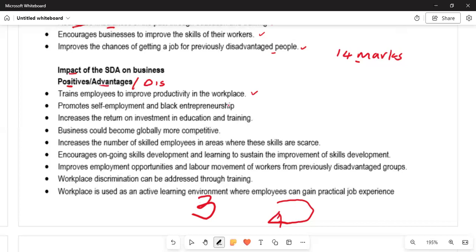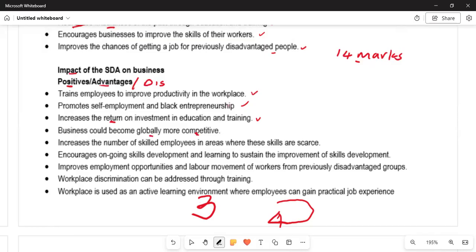And training. So what is the return on investment that we are talking about? We have talked about the learnerships that are going to be provided by the sector that we have talked about. So the return on investment is whereby we are talking about the outcome. The outcome that you're talking about is the competent employees that you're going to find. So this is why we are saying it increases the return on investment in education and training. Business could become globally more competitive. So whenever people have skills that are very necessary, it means the organization is going to compete globally. So that is very important.